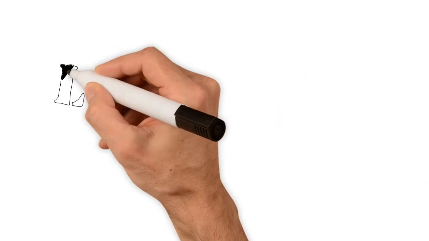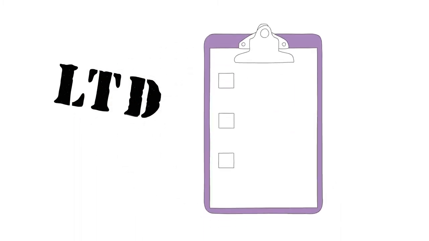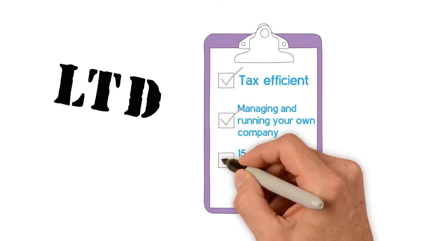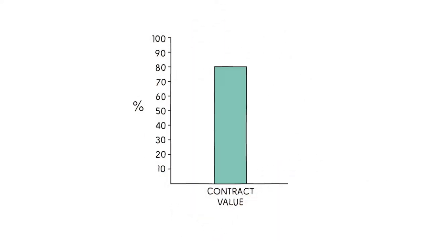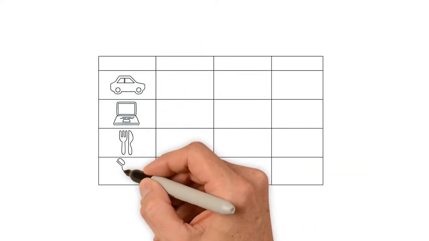Now let's look at limited companies. Contracting through your own limited company, as any accountant will tell you, is highly tax efficient, which is only fair as you'll be managing and running your own company and tax affairs. And it'll take just 15 to 20 minutes of administration time each month. You'll take home 75 to 80% of your contract value and be able to claim for a wide range of expenses.